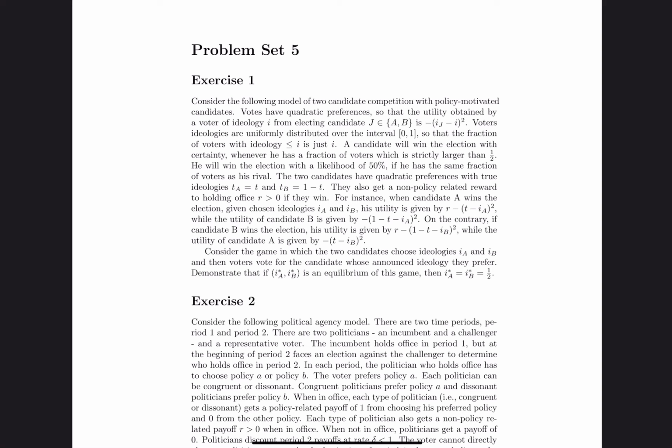Voters' ideologies are uniformly distributed over the interval [0, 1], so that the fraction of voters with ideology smaller than I is just I. A candidate will win the election with certainty whenever he has a fraction of voters strictly larger than 1/2. He will win with a likelihood of 50% if he has the same fraction of voters as his rival. The two candidates have quadratic preferences with true ideologies TA equal to T and TB equal to 1 minus T, and T is some number between 0 and 1.